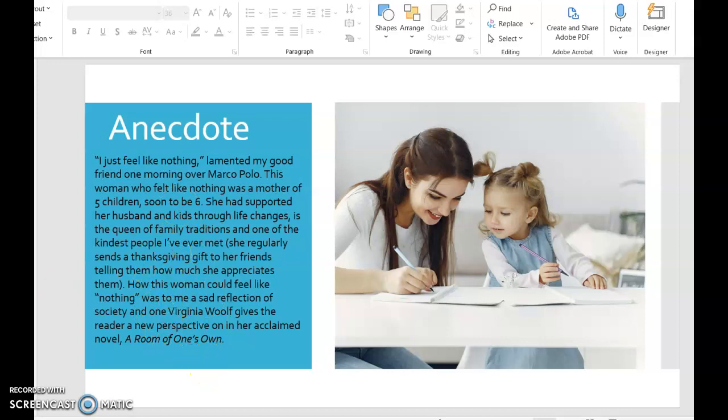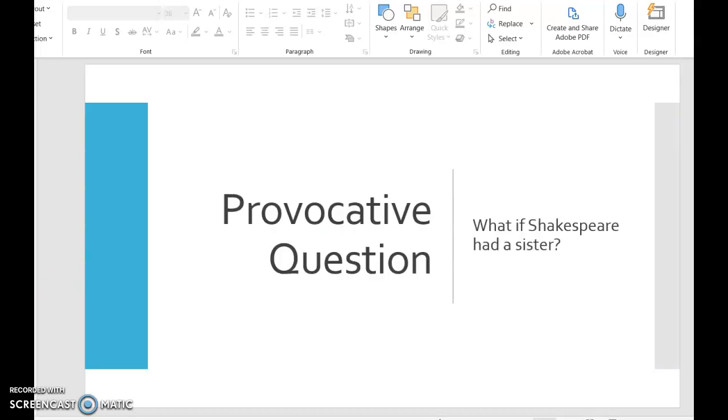So that's the importance of the context sentence. Okay, so another way you can introduce a paper is you can ask some sort of provocative question. So what if Shakespeare had a sister? Because that gets your reader thinking about, oh, what if he did have a sister? And what would that mean, right? So it can get your reader not only thinking about your topic, but also engaged and interested about your topic.